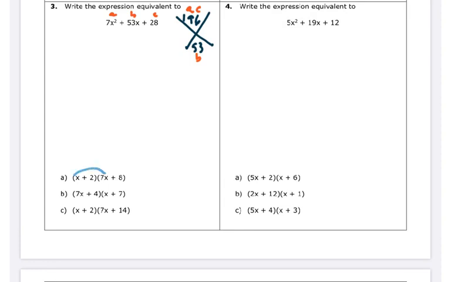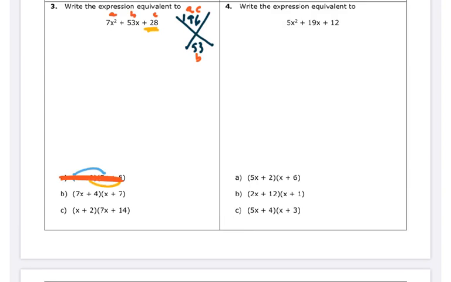I'm going to check my front numbers. 1x times 7x is 7x squared. So the front numbers work. That makes the front numbers here. So now I'm going to check the back numbers. 2 times 8 is the number 16. This is not a 16 in the back. So that means that A is not the correct answer. The fronts have to make the front. The backs have to make the back.